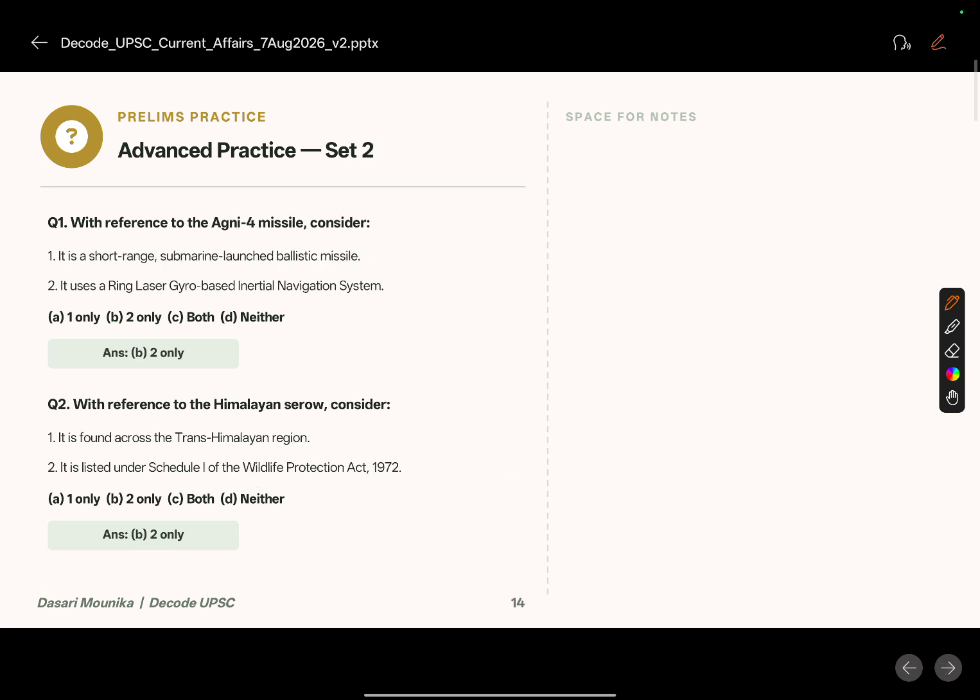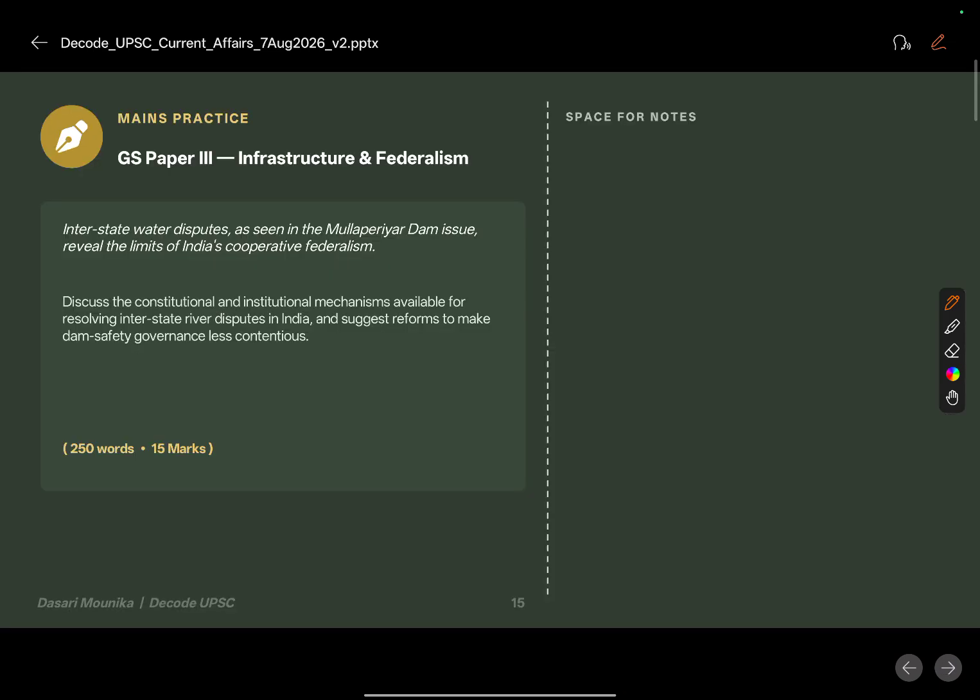Next, with reference to the Agni-4 missile, consider the following statements. It is a short range submarine launched ballistic missile. Short or long? This we did not discuss, right? In the classes, we will see this. Next question. With reference to the Himalayan wolf, consider the following statements. It is found across the Trans-Himalayan region. I told you clearly, it is found only in part of the Trans-Himalayan region. It is listed in Schedule 1 of the Wildlife Protection Act: yes.